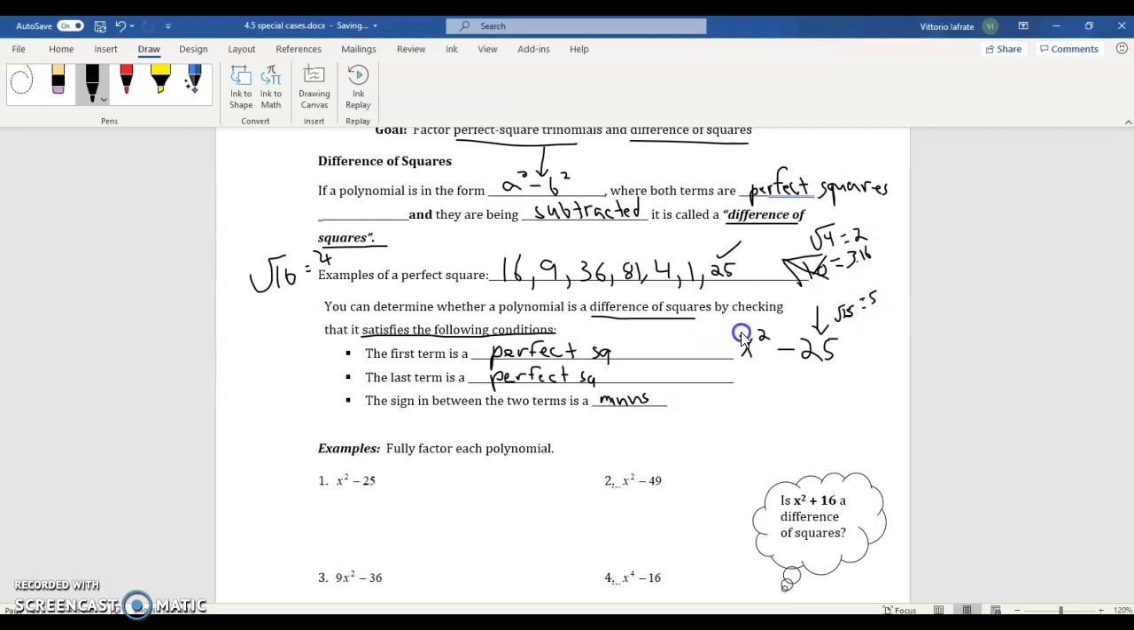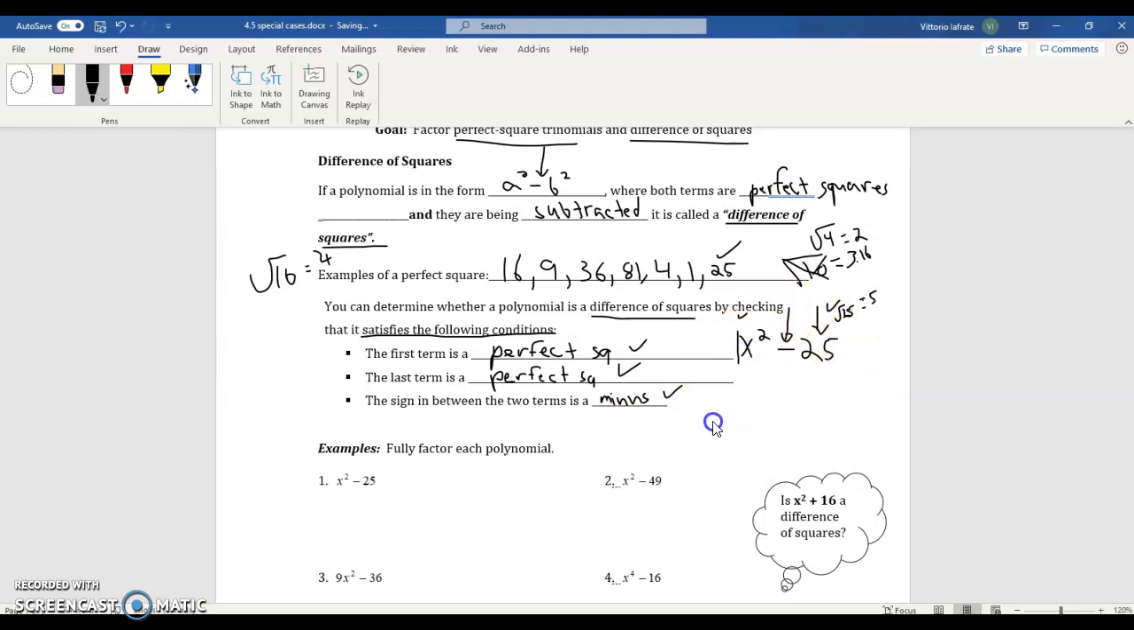X squared, there's actually a 1 in front of it, so it's 1x squared. So 1 is a perfect square. So those two numbers here and here are perfect squares, and they're joined together by a negative. So perfect square first term, perfect square second term, and there's a minus in between, so that means we have a difference of squares over here.